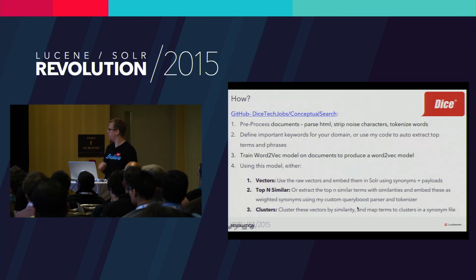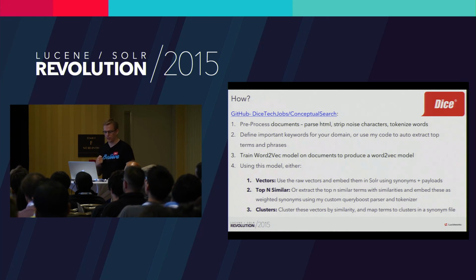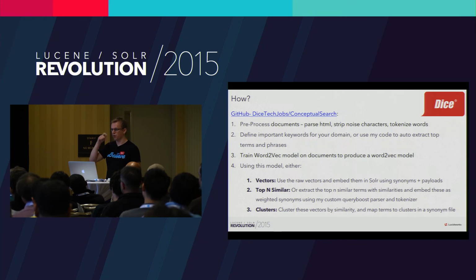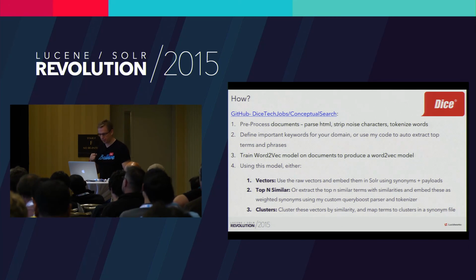And the last method to inject this information into Solr is you can use a machine learning clustering algorithm. Take these vectors that you've learned for the words and compute clusters for them. And then for those clusters, you can map those using the synonym file. So if you have a cluster that contains Java, and Java developer, you can map those to the same token. That is the easiest way to consume the output of this.